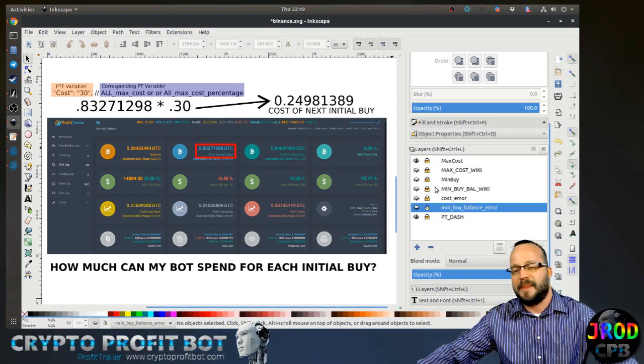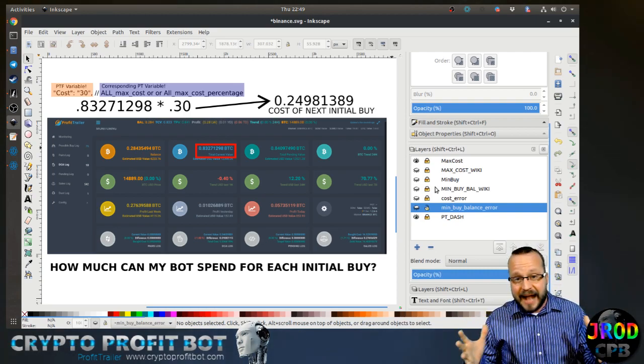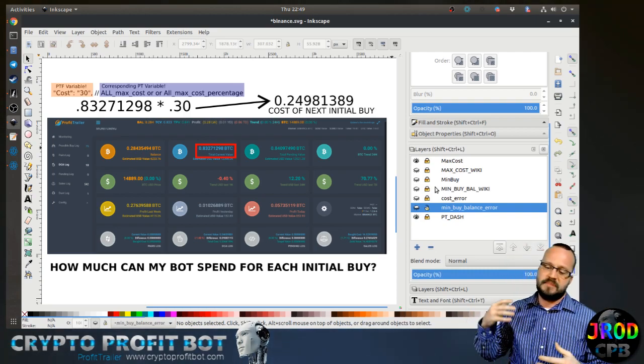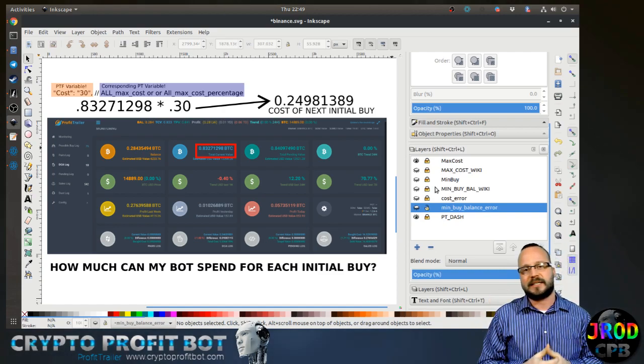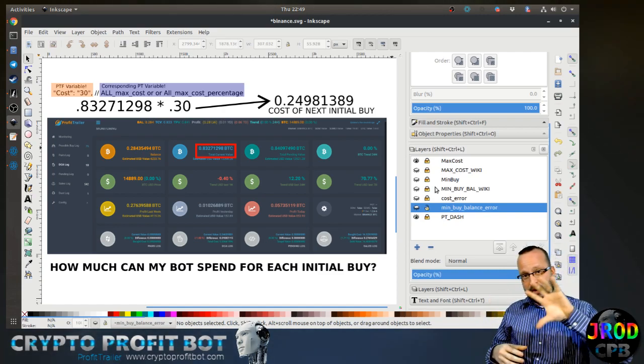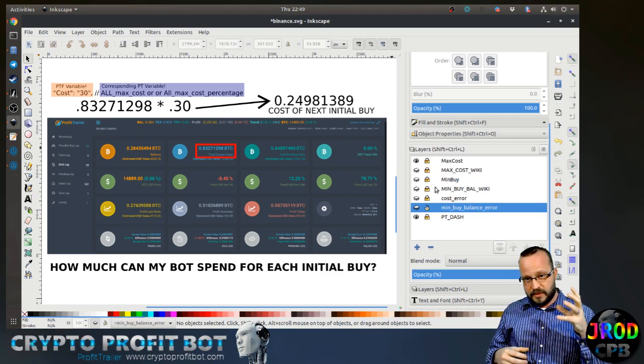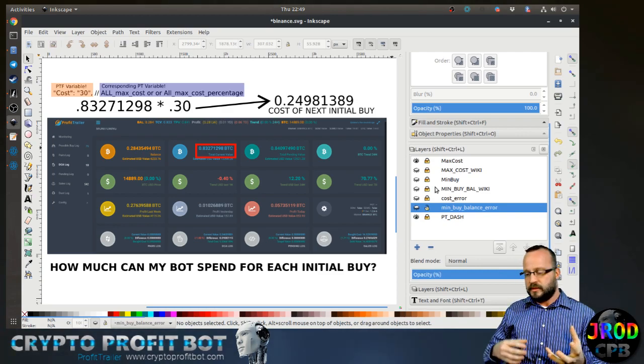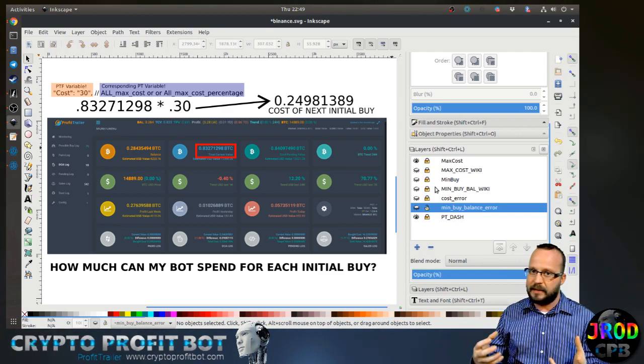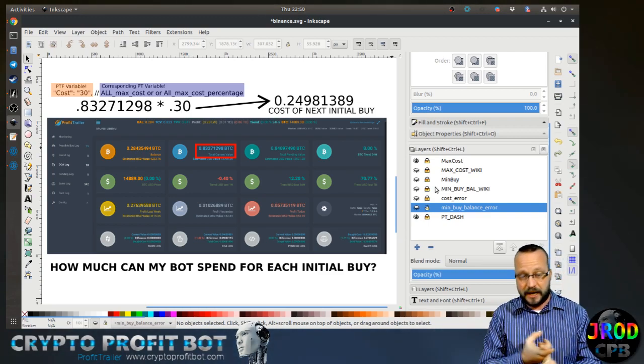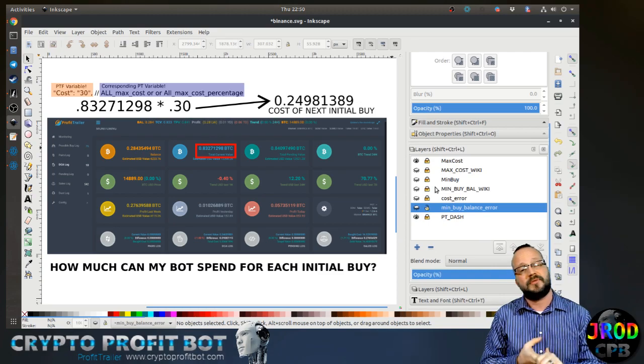So first thing up is max cost. What is max cost? It means how much can my bot spend for each initial buy? On the normal strategy runner, the main buy strategy, the bot wants to spend money, so it needs to have a limit. It needs to say, how much am I allowed to spend? That can be a percentage, or it can be an absolute value.